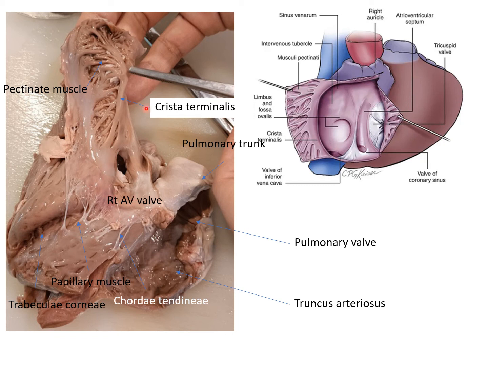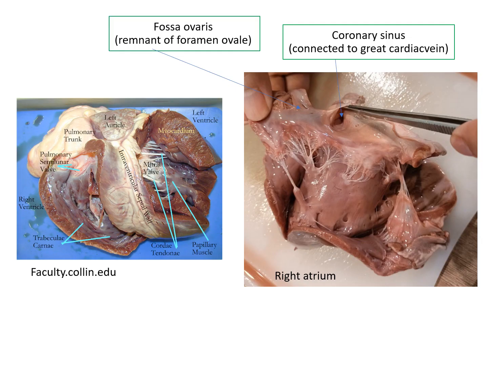So the blood will go to the atrium, to the valve, and then to the ventricle, and then it will go this way to the conus arteriosus, which is the smooth area in the right ventricle, and then it will go through the pulmonary valve around here, and then to the pulmonary trunk. This picture is also the right heart. This is the ventricle. This is the atrium. The big hole here is the coronary sinus that connects to the great cardiac vein, and this is probably the fossa ovalis.